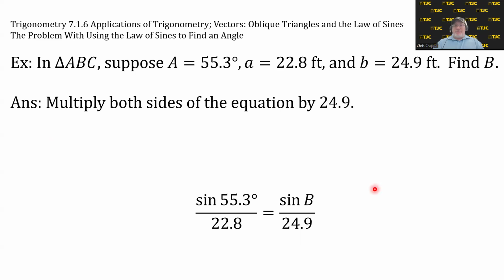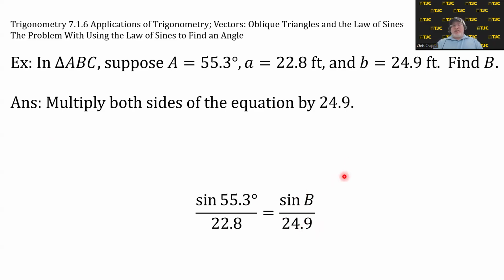So let's solve this. Let's multiply both sides by 24.9. And notice I didn't say cross multiply. The reason I didn't say cross multiply is that I'm trying to solve for B. If I want to solve for B, I need to get rid of the 24.9 and then the sine. If I cross multiply, I'll get rid of the 24.9, but then pick up the 22.8. Cross multiplying is cute, but when you're solving an equation, you should focus on getting rid of the things that are preventing you from knowing the solution. In this case, the 24.9 and the sine attached to the B.